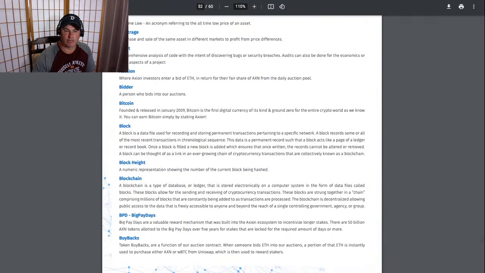We've got the buybacks. Token buybacks are a function of our auction contract. When someone bids ETH in our auctions, a proportion of that ETH is instantly used to purchase either Axion or wrapped Bitcoin from Uniswap, which is then used to reward stakers.